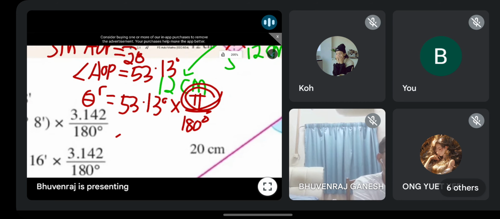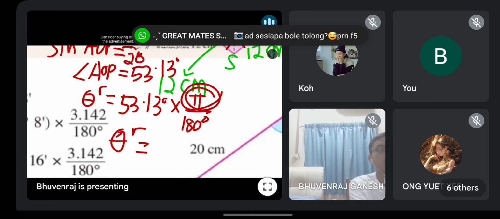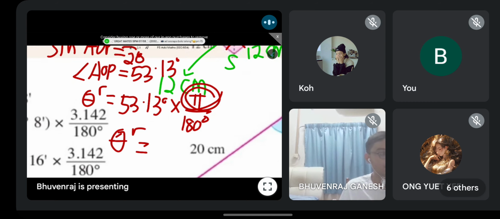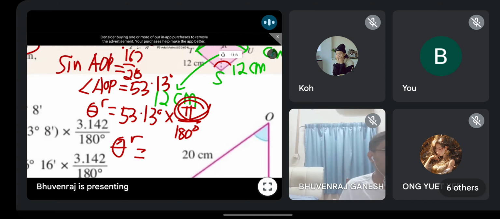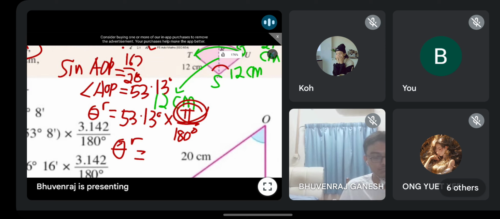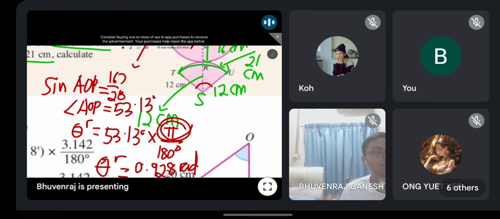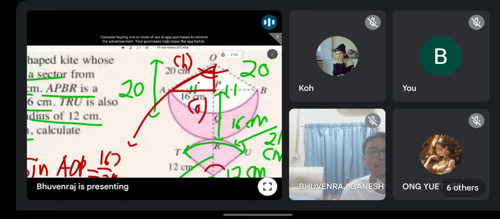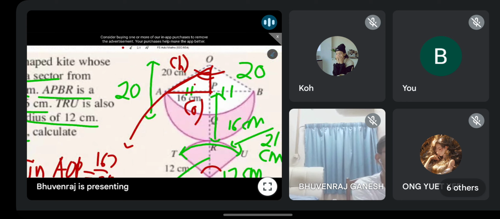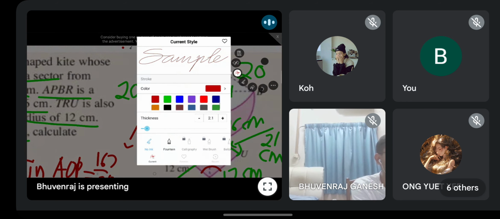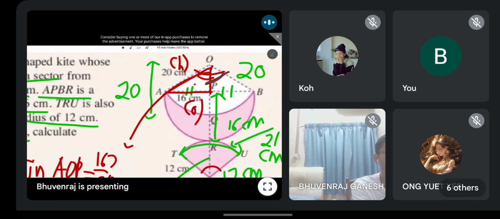All right. So then you can count already. So theta in radian equals to, you just press the calculator, shift sine times pi over 180. You will get 0.928 radian if you calculate correctly. So this, you must remember guys, we only count for one side. There is another part to count over here, which is this part. Over here, this angle we don't know yet.